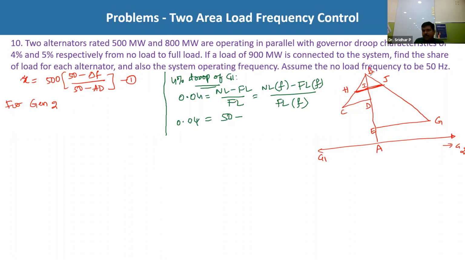What is this full load frequency? Full load frequency means this is the full load point. This point is nothing but the full load point. Whatever the full load frequency is, it is from here to here. So that value is nothing but AD divided by AD. Is it clear to you all? If you simplify this, you will get the AD value. Please text me whatever the AD value is.